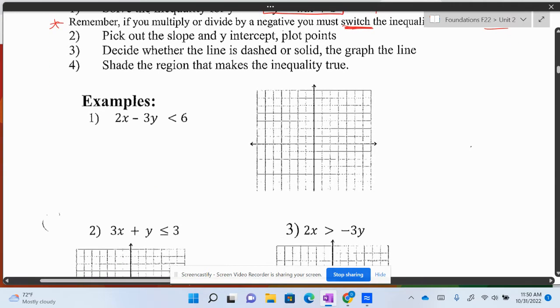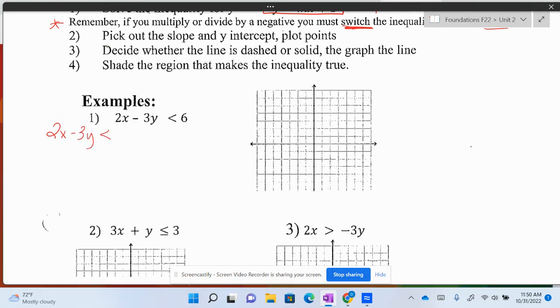Okay, so step number 1, we're going to solve for y. So I have 2x minus 3y is less than 6. What should I do first? I'm trying to get y all by itself. Subtract 2x from both sides. Very good. That leaves you with negative 3y is less than negative 2x plus 6.